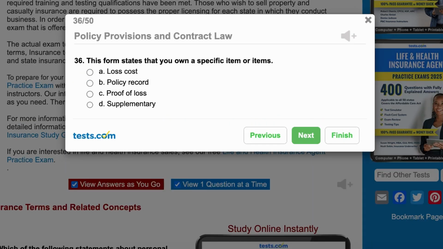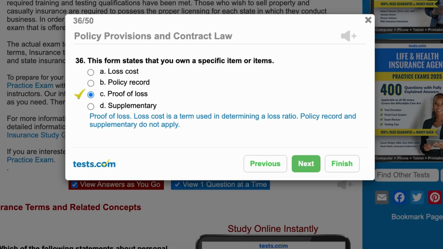Question 36. This form states that you own a specific item or items. A. Loss cost, B. Policy record, C. Proof of loss, D. Supplementary. C. Proof of loss. Loss cost is a term used in determining a loss ratio. Policy record and supplementary do not apply.